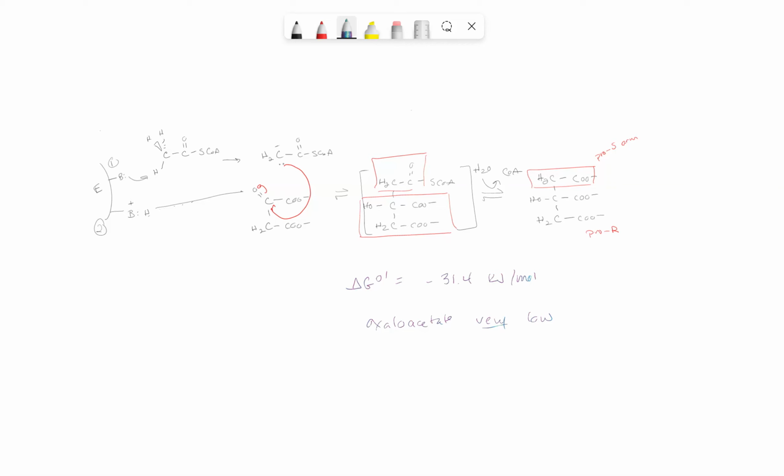Just a fun fact. In terms of regulation, NADH is an allosteric inhibitor of citrate synthase. Sorry for the... There we go. Fix this.